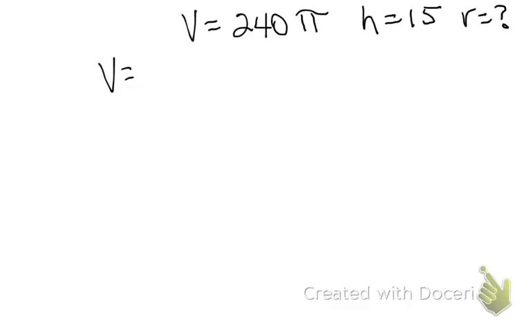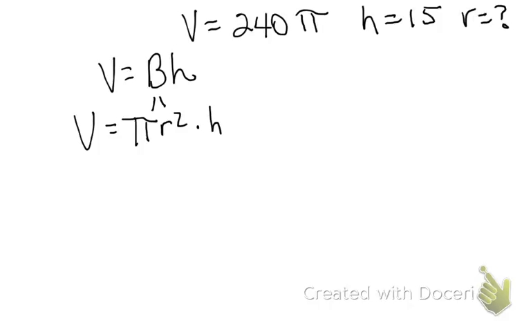big B times H, which we know the area of the base is pi r squared, and then we're going to multiply the height. We know that's the actual cylinder formula. Oh my gosh, my eraser's not working here.